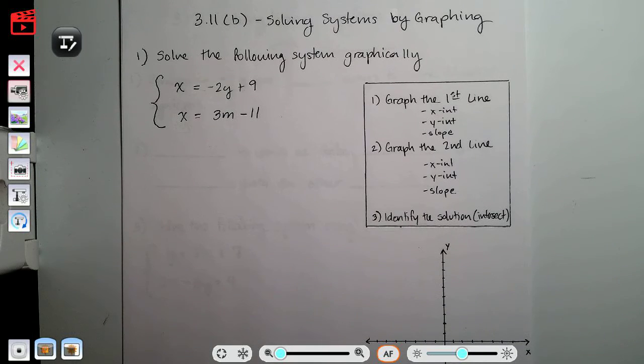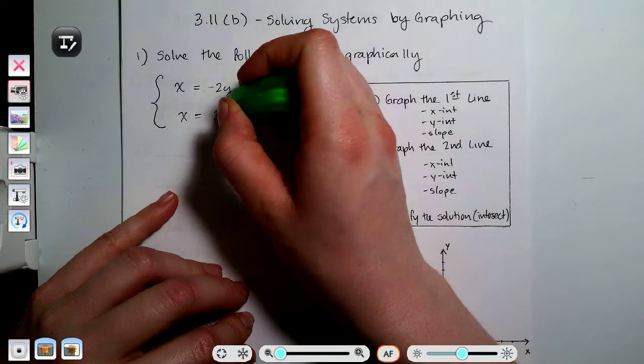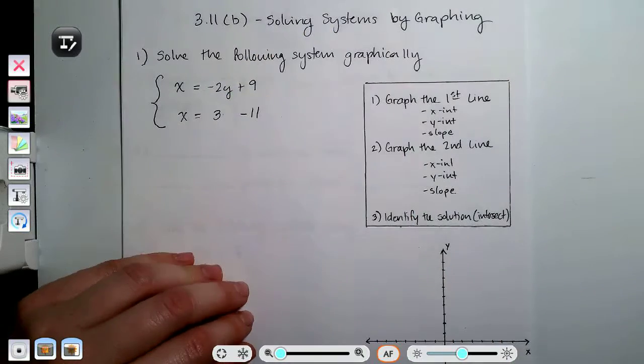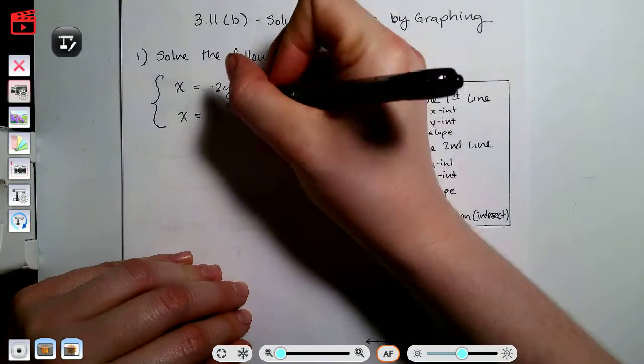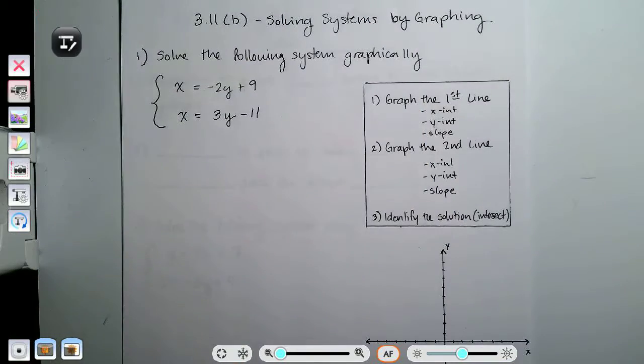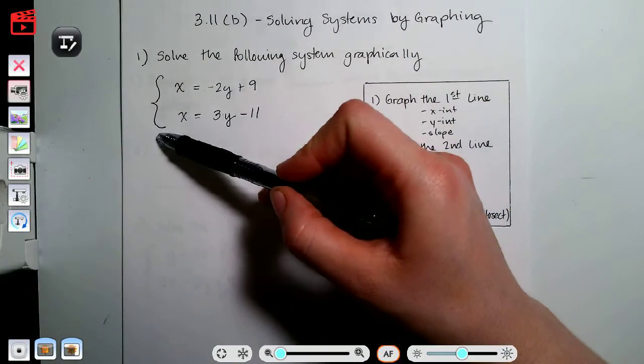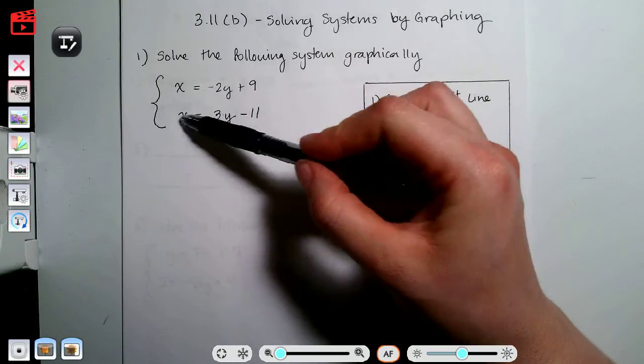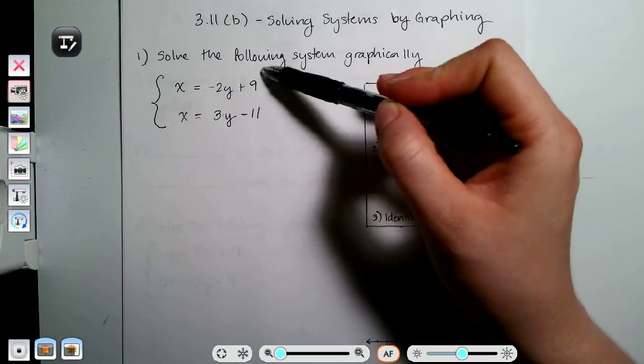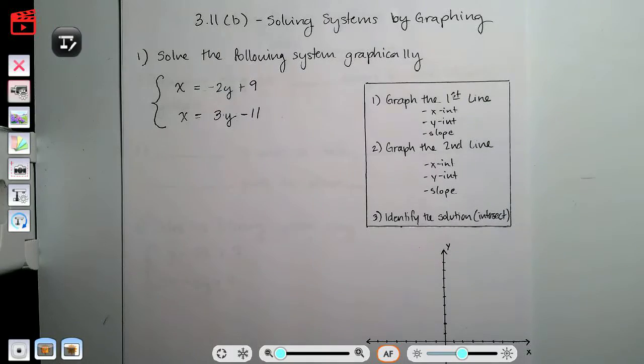All right, so I do see one error on this real quick. Can I change that? That should be 3y. Awesome. All right, so we have a system. Remember, a system is when we're trying to solve two equations. In our case, these are linear equations, so they graph lines.